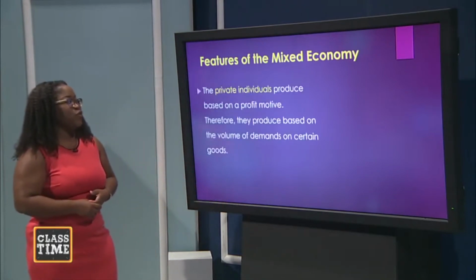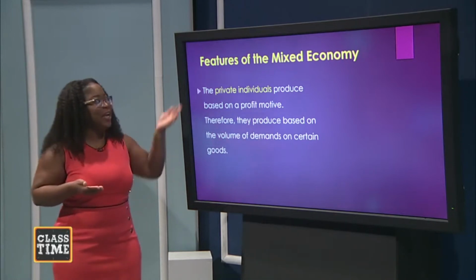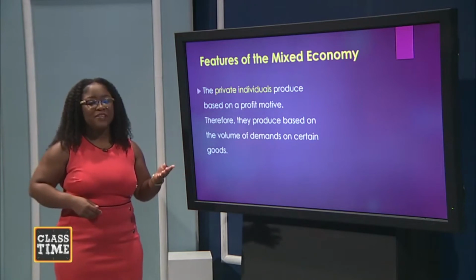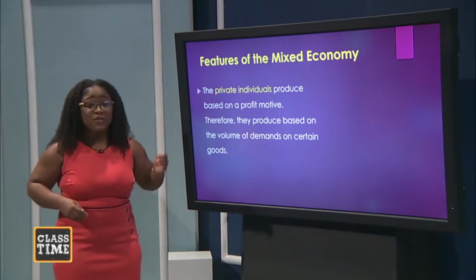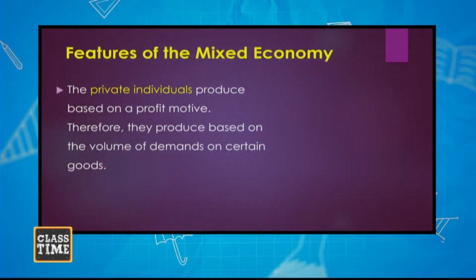The private individuals produce based on a profit motive. So we have two sides here at play in the mixed economy. On one side, the government is engaged in setting laws. The government is also engaged in the provision of some goods and services. And on the flip side, firms are also engaged in the production of goods and services. Now, if you look at what goods and services both sectors produce, you'll realize that the government aims to produce what are considered to be essential, and there's no profit motive when the government provides those goods and services.